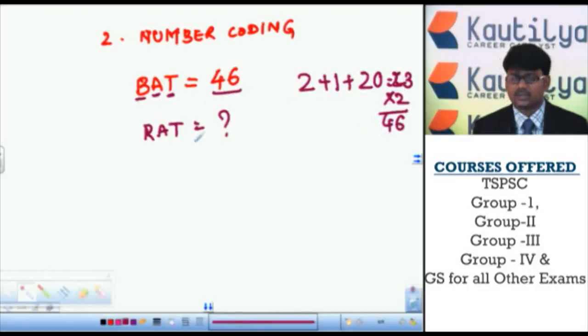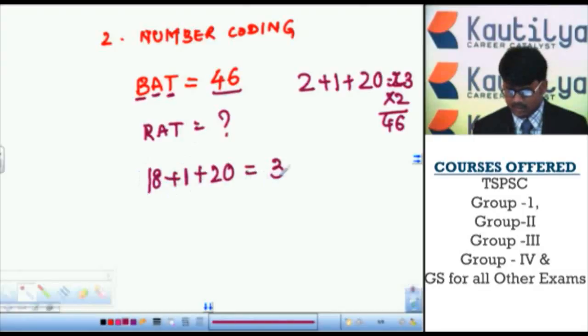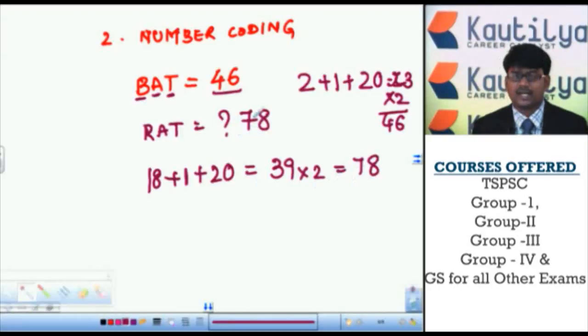Then the answer for the question is clear. First we have to take the number places for the letters: R is 18, A is 1, T is 20. Then we take the sum of the letters, that is 39. Then we double it, that means 78. The answer for the question is 78. This is the second type of coding. These are called number coding.